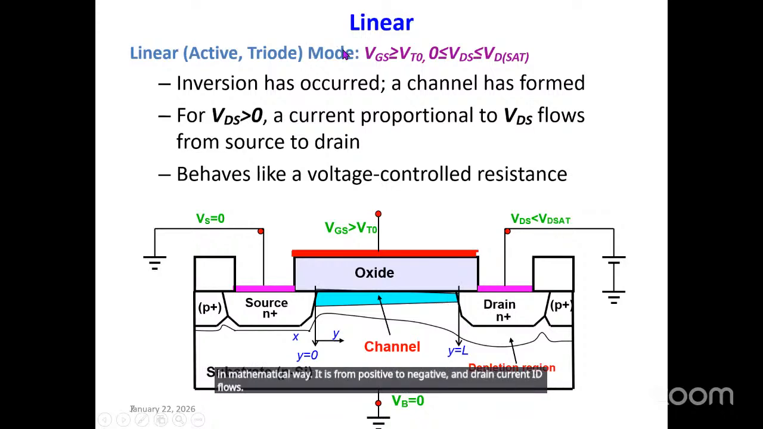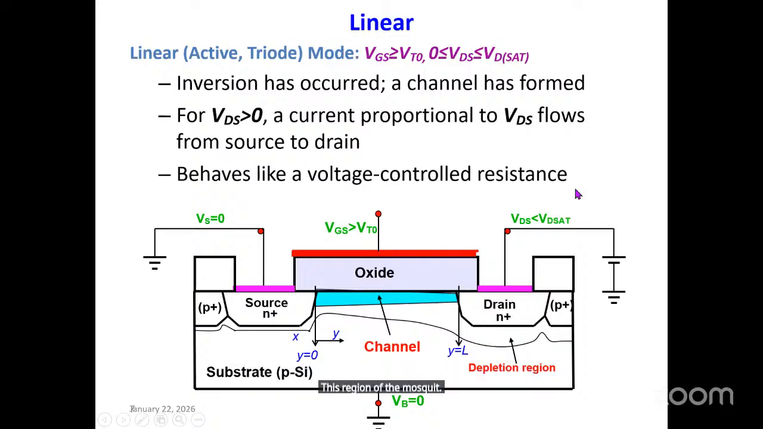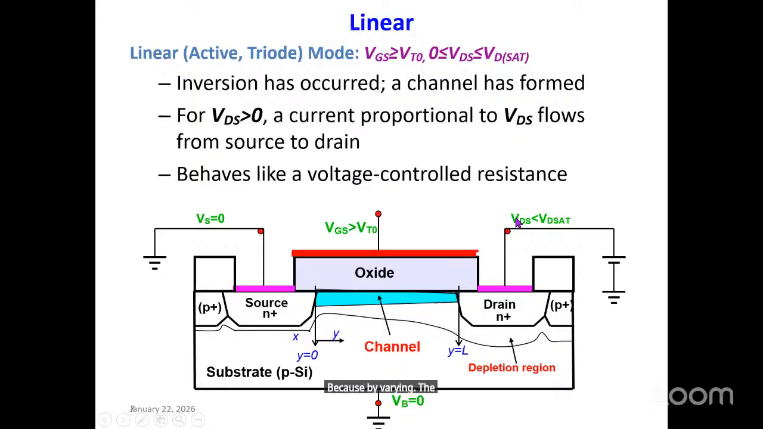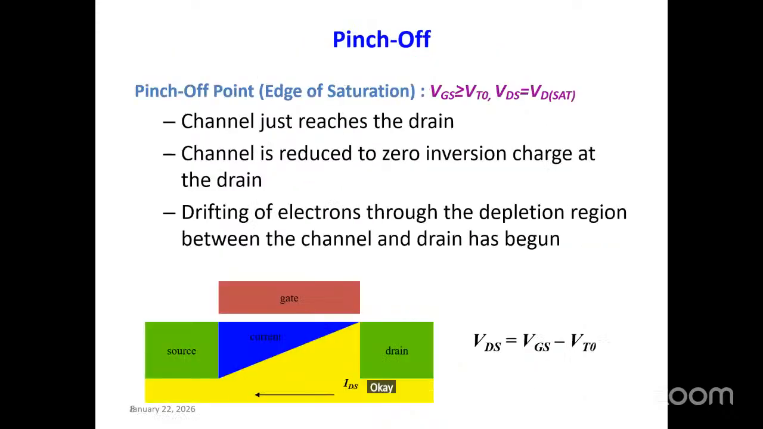This region of the MOSFET is called the linear region. And in this, as mentioned here, the MOSFET behaves like a voltage controlled resistance, because by varying the gate voltage, by varying the drain voltage, we can vary the drain current. When you vary VDS, drain current immediately gets varied, and that is called the linear region or voltage controlled resistance.